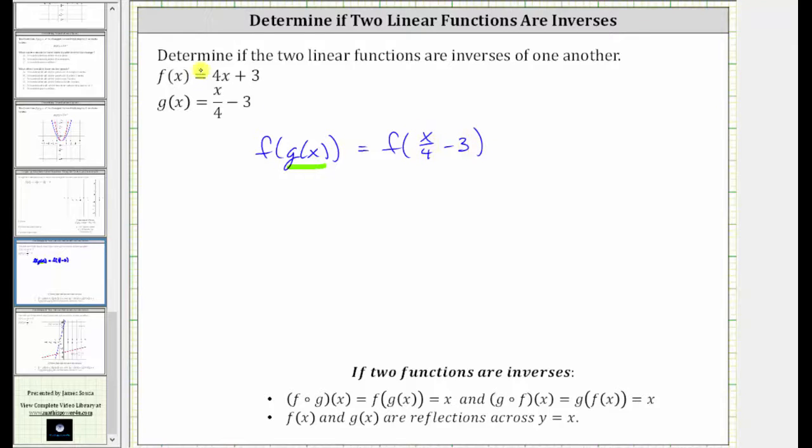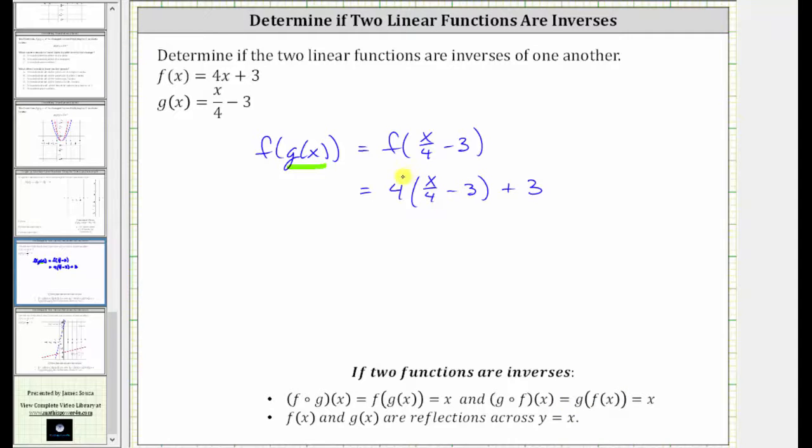And now the input into the function f is going to be x divided by 4 minus 3, and because f of x equals 4x plus 3, f of the quantity x divided by 4 minus 3 is going to be 4 times the quantity x divided by 4 minus 3, and then we still have plus 3. And now let's simplify and see if we get x. If we get x, then we'll also have to check g of f of x. If we don't get x, we are done. The two functions are not inverses.